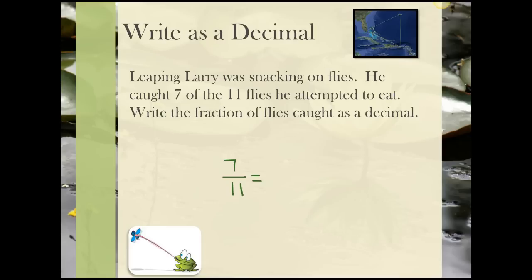When we do that, we get 0.6363, and so on. 63 is a repetend, or a repeating pattern, so our correct answer is 0.63 with the bar over both the 6 and the 3.